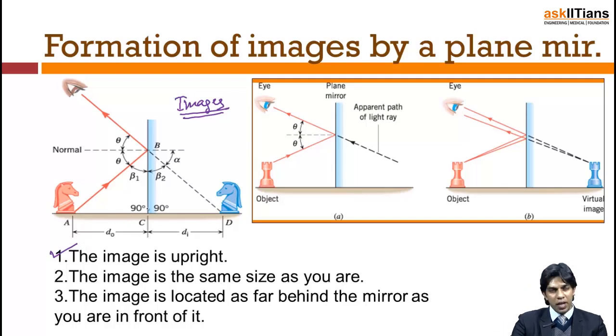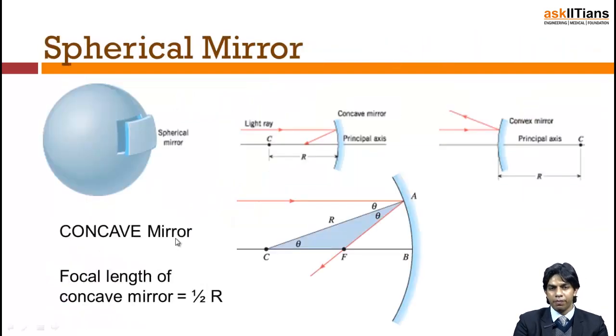And the image is the same size as you are. That's also pretty obvious. We have witnessed that. The image is located as far behind the mirror as you are in front of it. Again, that's correct. That is, the object distance is equal to the image distance. Those are the few properties of the images formed by the plane mirror.